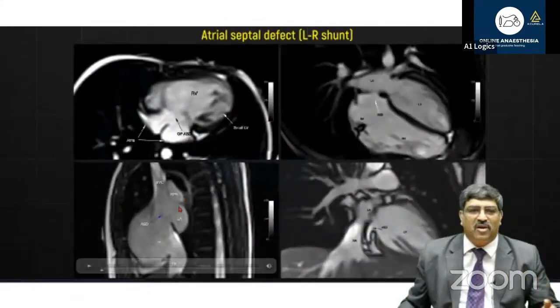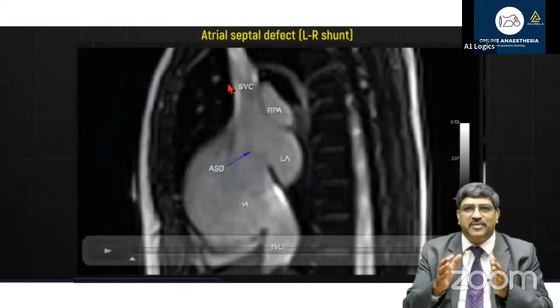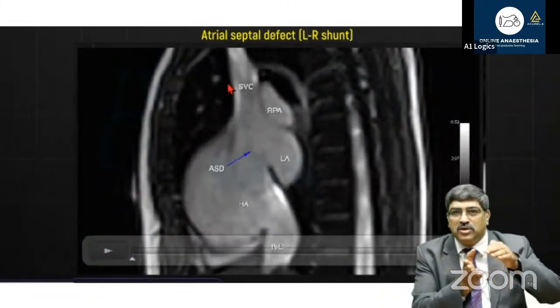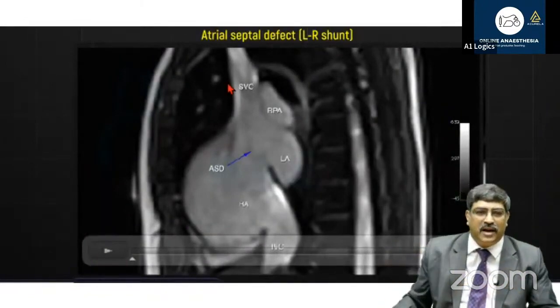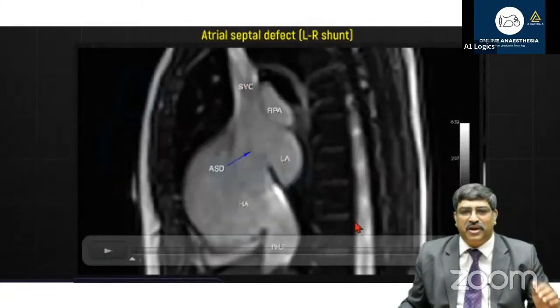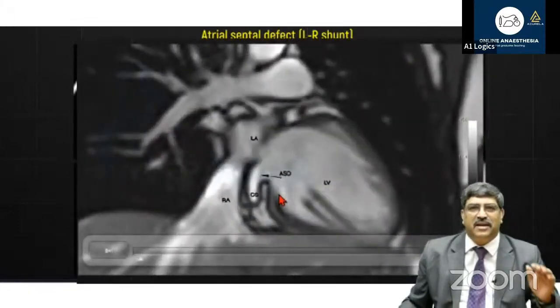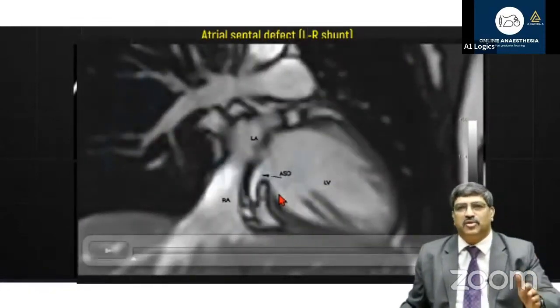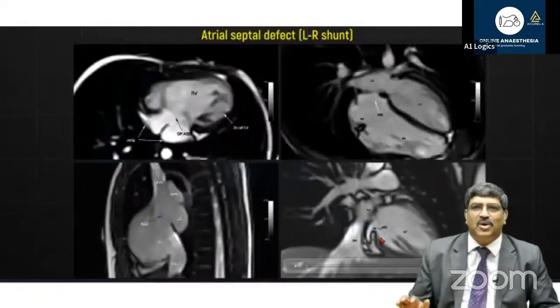The third one is called the sinus venosus ASD, where your SVC or the IVC blood goes via the ASD into the left atrium rather than going into the right atrium. Here you can see the SVC blood going via the ASD into the left atrium. And the fourth type is called the coronary sinus ASD, where the coronary sinus blood goes into the LA. These are the 4 types of ASD.